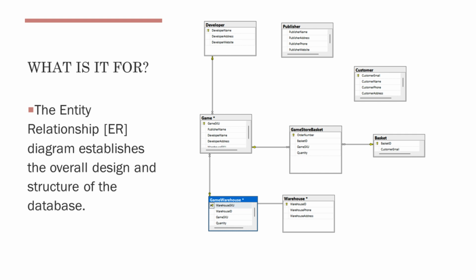Here you can see my own ER diagram, including the primary key, which helps identify the unique row, as you can see by the yellow key icon next to those little IDs. And then the foreign keys, which are shared by several tables. For example, the game SKU column is shared between the game table and the game store basket.